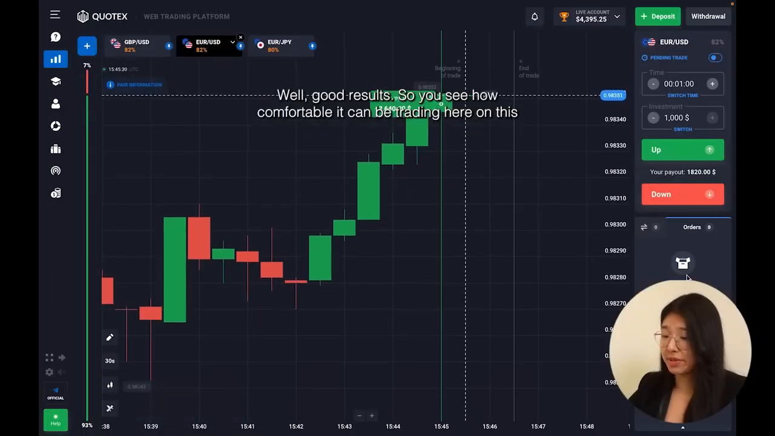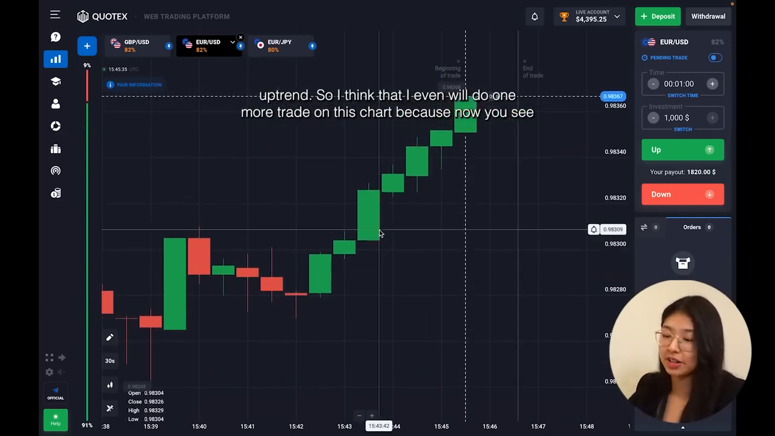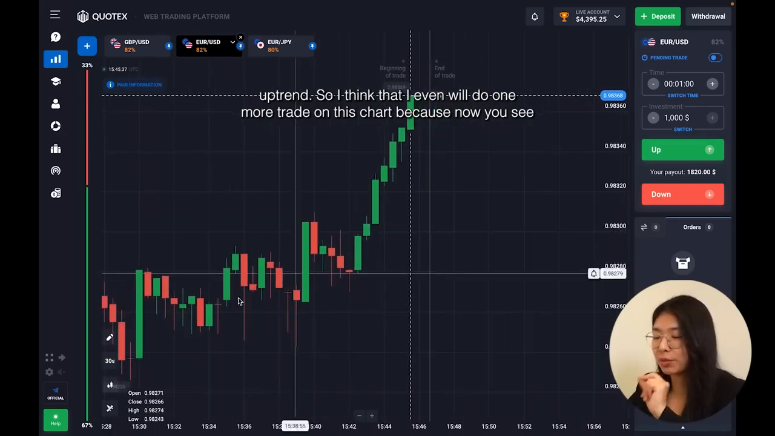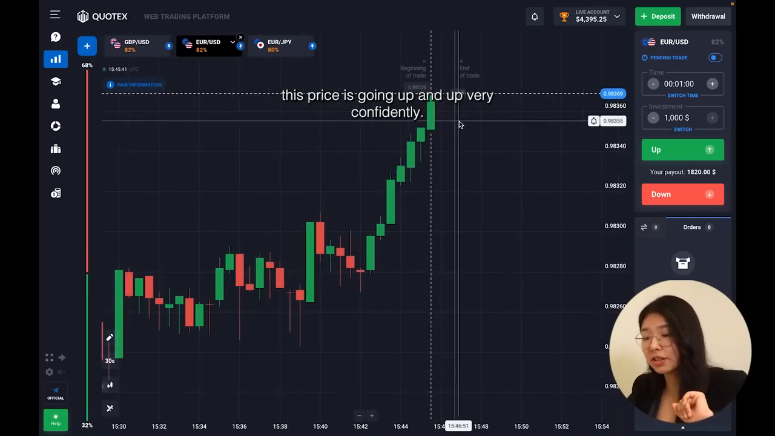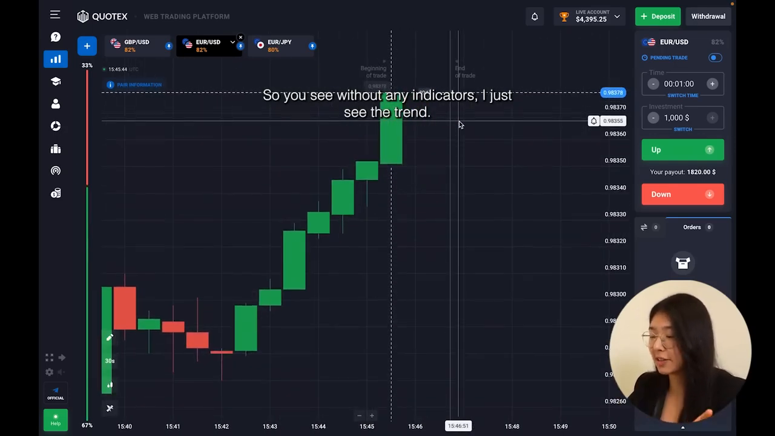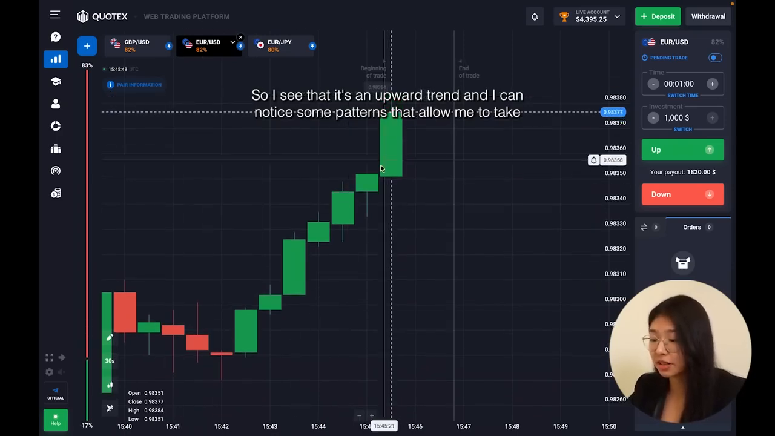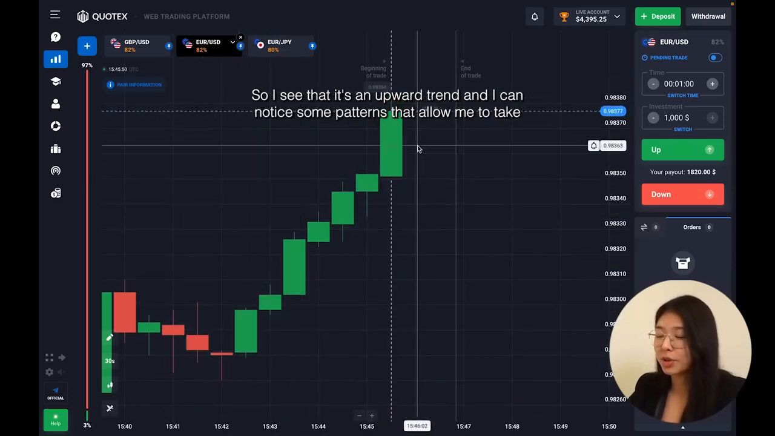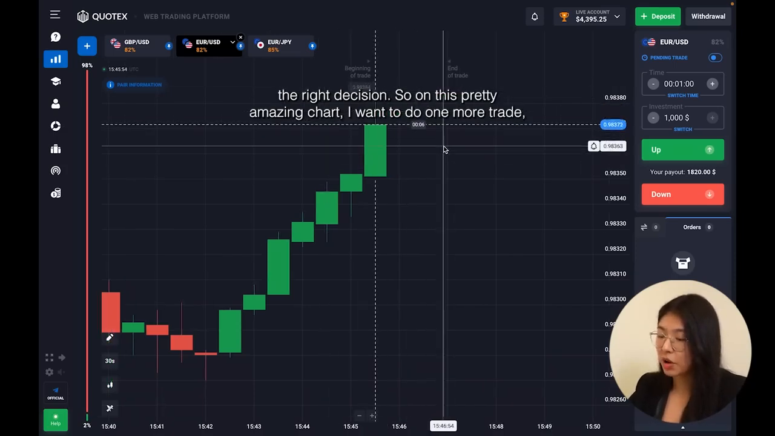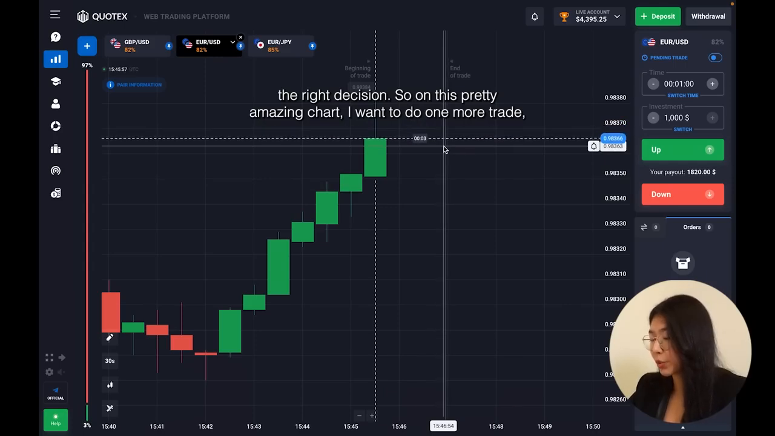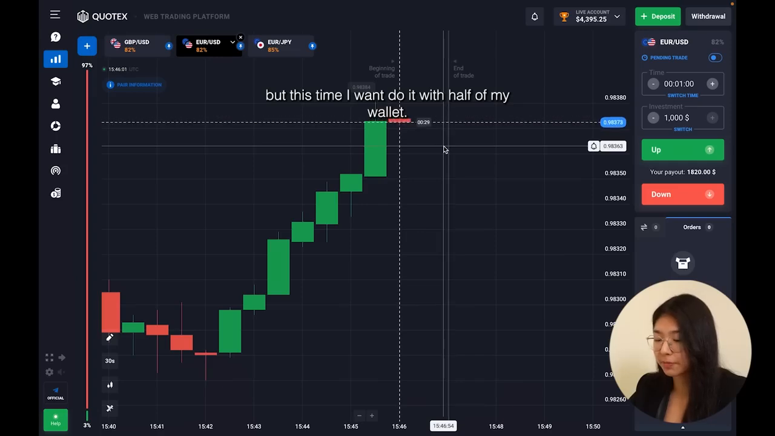So awesome results. You see how comfortable it can be trading here on this uptrend. I think that I even will do one more trade on this chart because you see the price is going up and up very confidently, and you see without any indicators, I just see the trend and I see it's upward. It's an upward trend and I can notice some patterns that allow me to make the right decision. So on this pretty amazing chart I want to do one more trade, but this time I want to do it with half of my wallet.